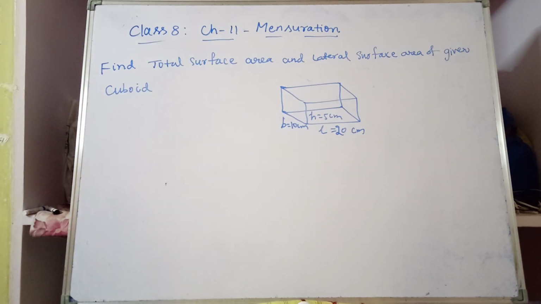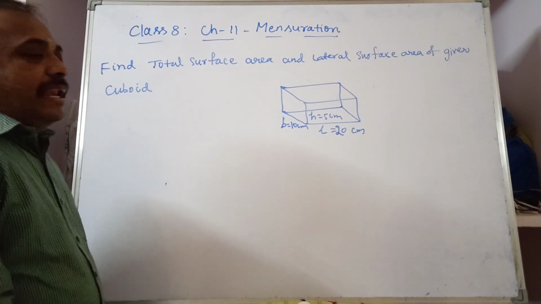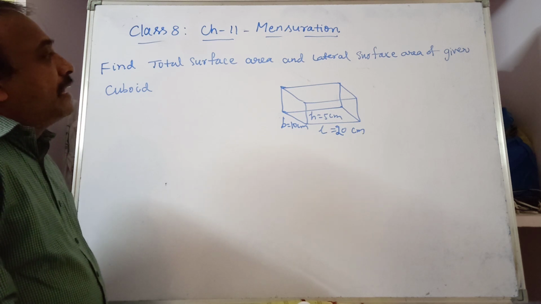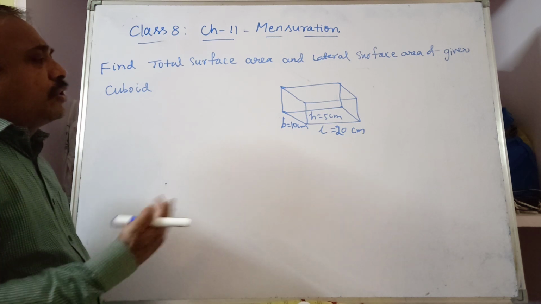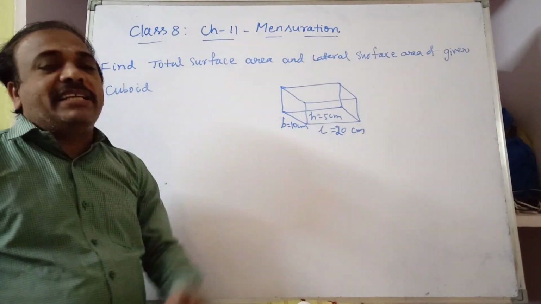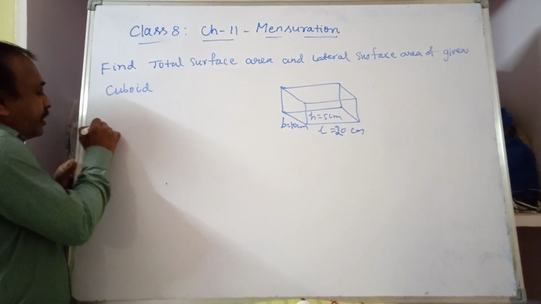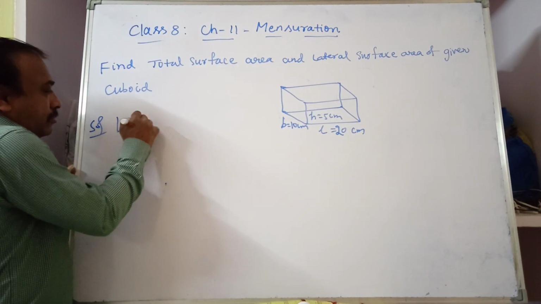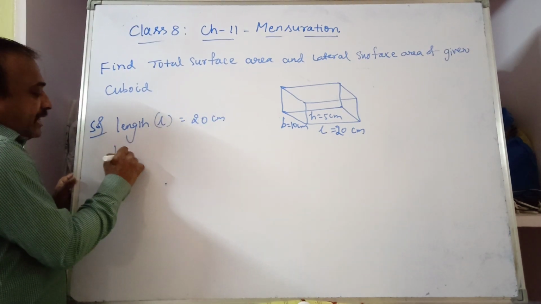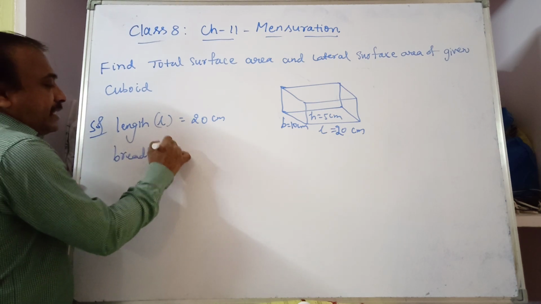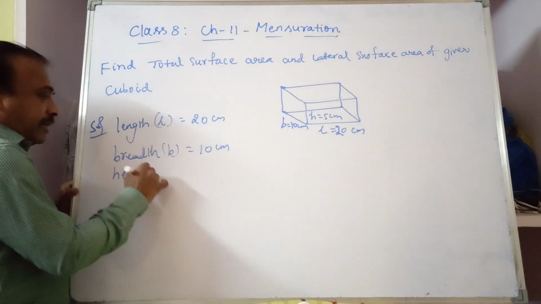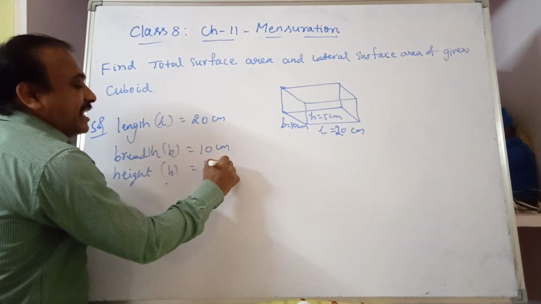Now here we have a question: find the total surface area and lateral surface area of the cuboid. The cuboid length is 20 cm, breadth is 10 cm and height is 5 cm. So first, length L is equal to 20 cm, breadth B is equal to 10 cm, height H is equal to 5 cm.